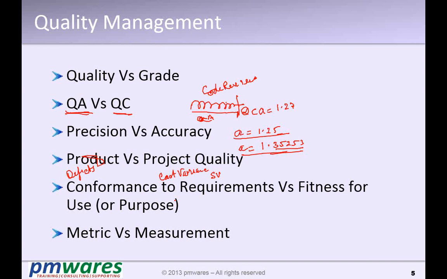So normally customers look from the point of view of fitness: is he able to use it or not? While the vendors normally see whether, whatever requirements are told to the vendor, he is delivering exactly like that or different. That is quality.